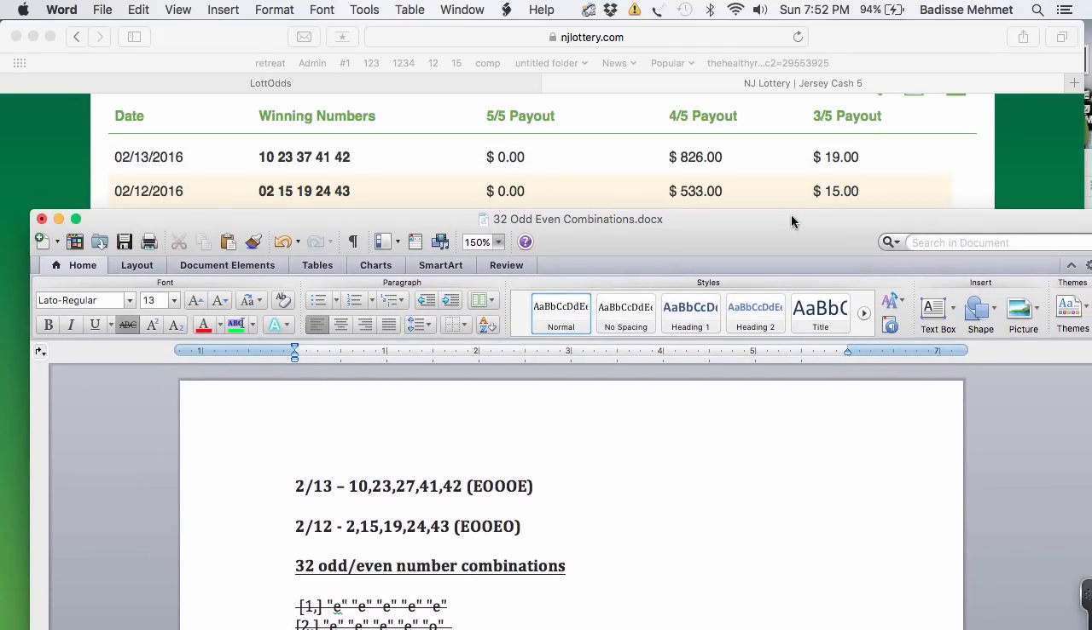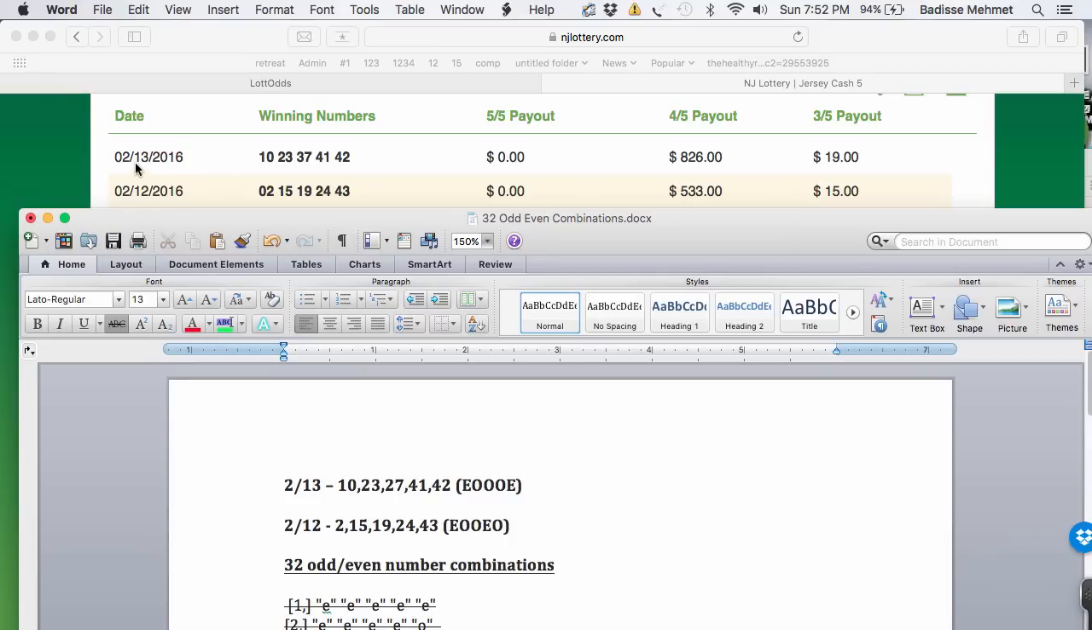Okay, anyway, let me pull this back up so I could show you. We're going to be dealing with the two numbers here from February 12th and February 13th. The next Cash5 number has not been drawn yet. It's going to be drawn in a few minutes, about 8 o'clock. Anyway, I want you to notice this number. You see the winning number 2, 5, 19, 24, 43? Look under it, on the odd even foundation it's sitting on. That number is sitting on an even, odd, odd, even, odd pattern, right? Do you see how many odds there are on there? How many?